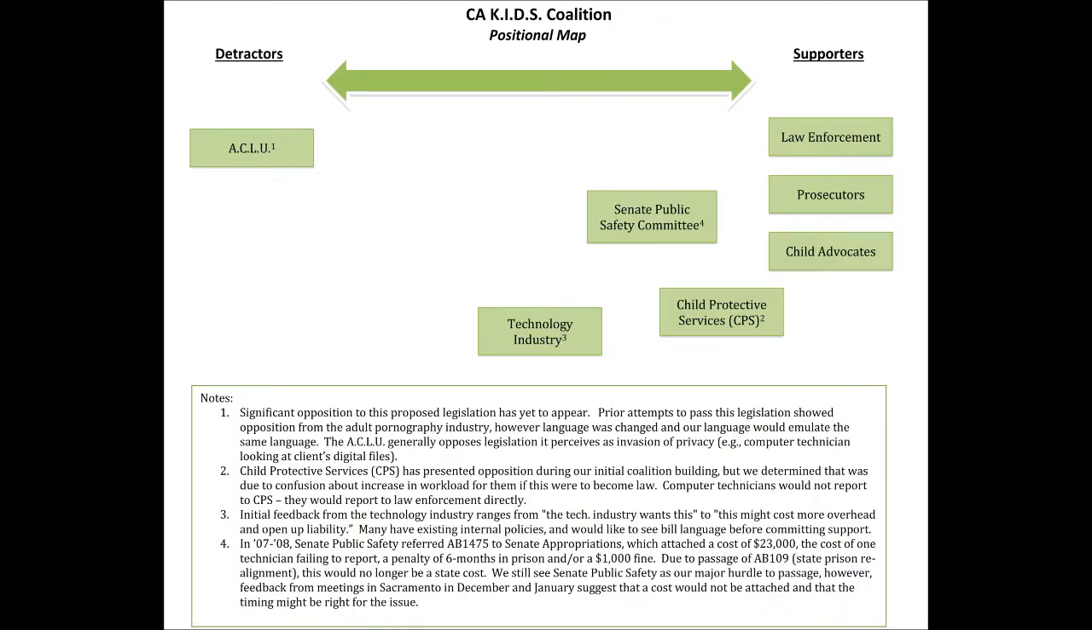Finally, it's a good idea to create a position map, which shows the interested industries and organizations and where they are expected to fall on the spectrum of opposers to supporters. This information will be helpful in determining how you reach out to these organizations and industries in future steps.